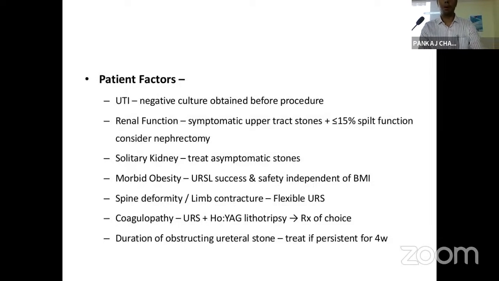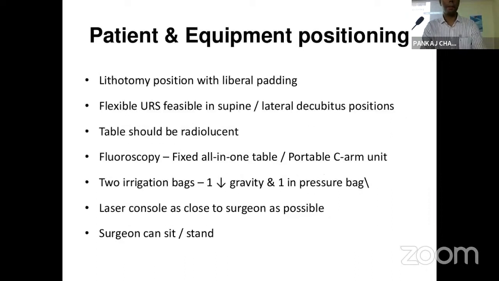Morbid obesity: in morbid obesity, URSL success and safety are independent of BMI. In spine deformity and limb contracture, flexible URSL is used. In cases of coagulopathy, URSL plus holmium laser lithotripsy is the treatment of choice. Duration of obstructing ureter stone: if it is more than 4 weeks, it should be treated first.